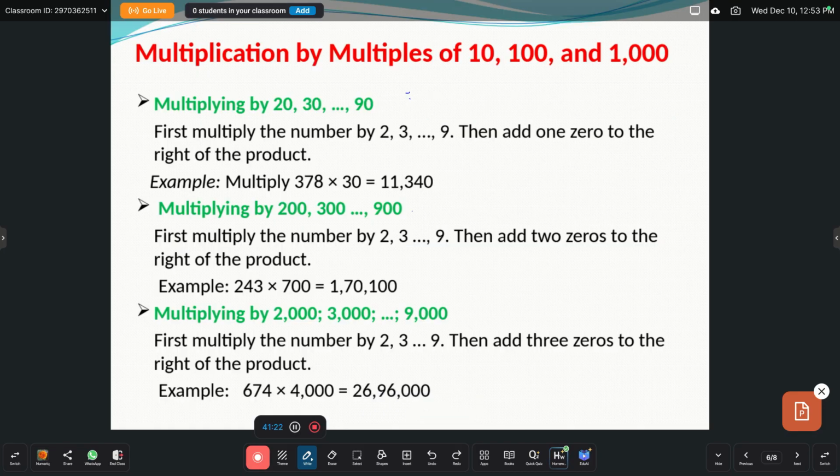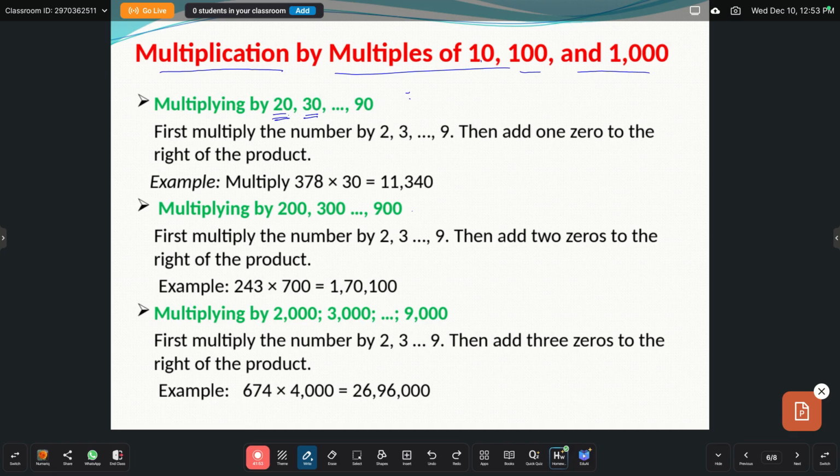So here we will now learn how to do multiplication by the multiples of 10, 100 and 1000. I told you that multiples of 10 means whenever I multiply 10 by any other number, the product that I get is known as a multiple of 10. If I multiply this 10 by 2, I will get 20, so 20 is a multiple of 10. If I multiply this 10 by 3, I will get 30, and 30 is a multiple of 10.